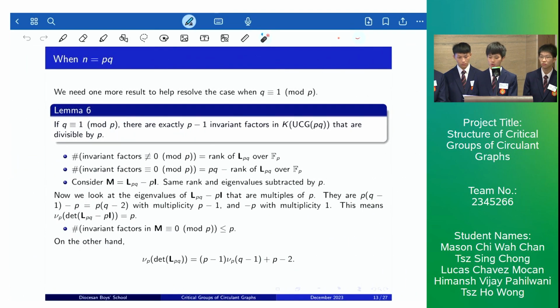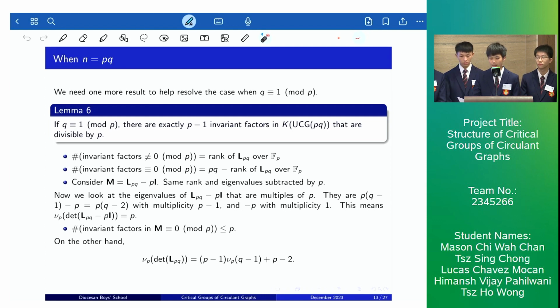However, the mentioned tools were unable to help with the case when q is congruent to 1 mod p, as the p-adic valuation of q minus 1 may be larger than 1, and hence there may be components in the form of Z over p squared Z, or higher powers of p. Therefore, one more result is needed to tackle this case, which is Lemma 6.